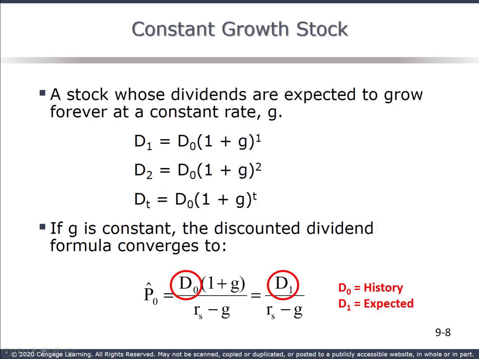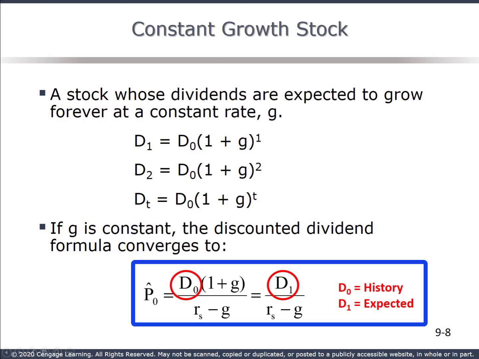If we assume that a firm's dividend grows at a constant rate forever, using a Taylor expansion and a lot of math, the infinite valuation model can converge to the constant growth, or the Gordon growth model. Note that D0 is the dividend just paid, so it's known, it's history. RS is the required return on the stock, and g is the constant growth rate. Be careful as to whether a problem gives you D0, the dividend just paid, or D1, the next expected dividend.